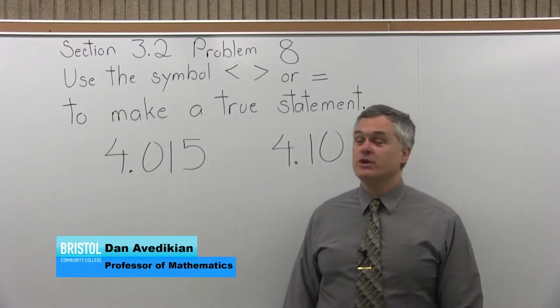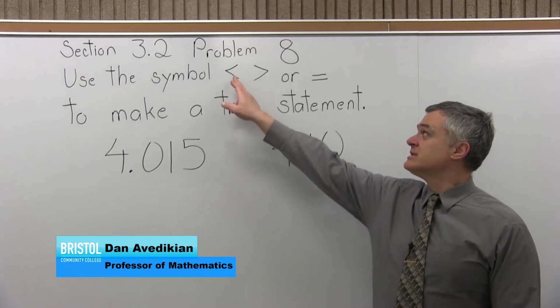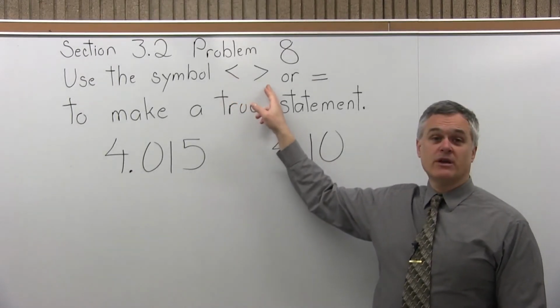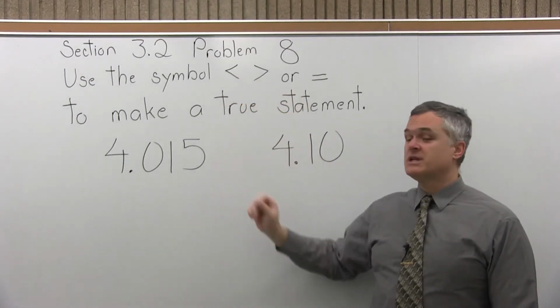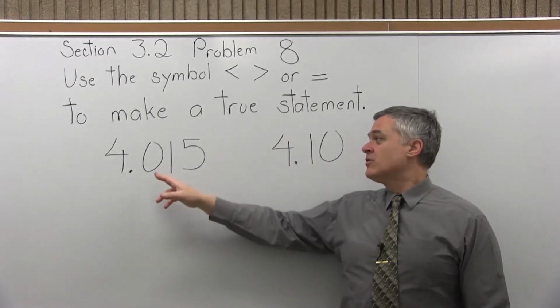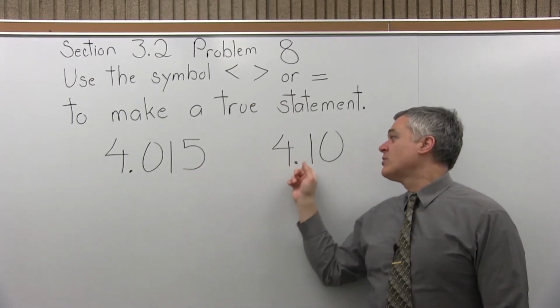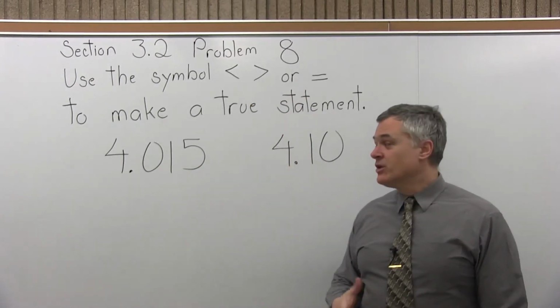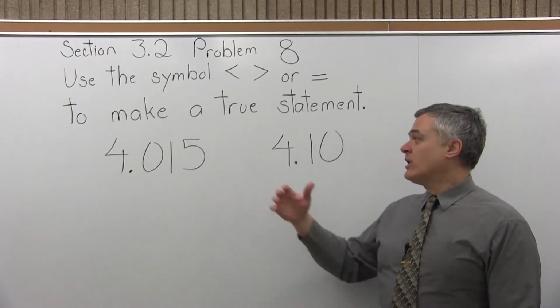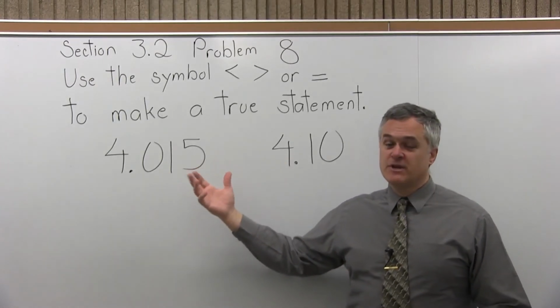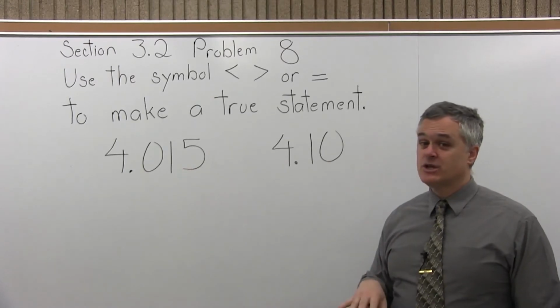This is Section 3.2, Problem 8. It says use the symbol less than, greater than, or equal to make a true statement. And we're comparing two numbers, 4.015 and 4.10. They look fairly similar. One of them seems to have more digits. You may feel that that would make it bigger, but that's actually not the case.